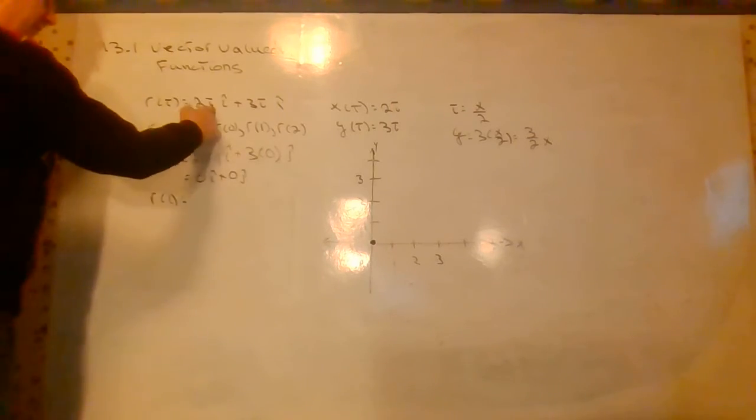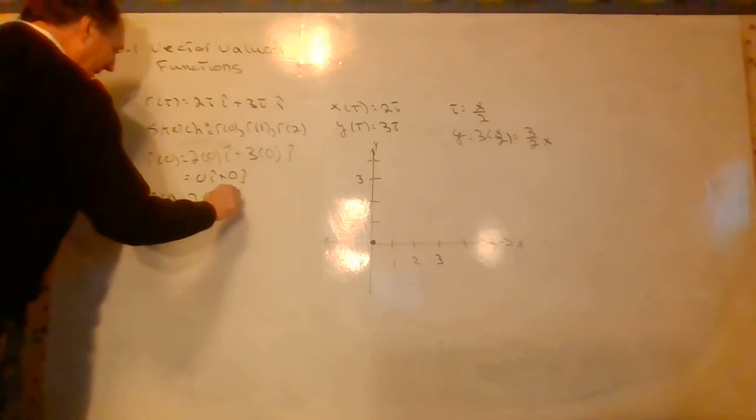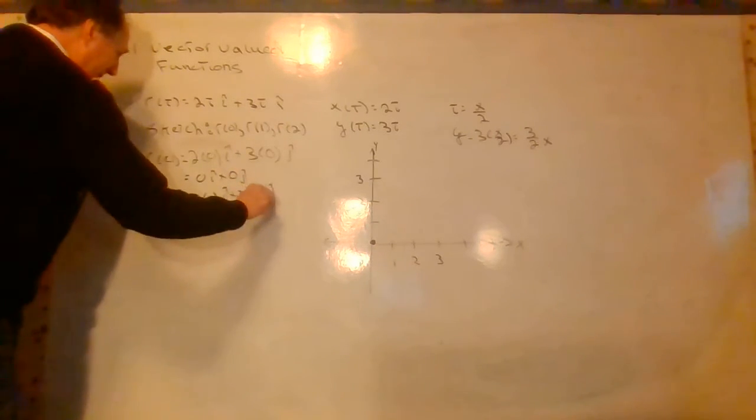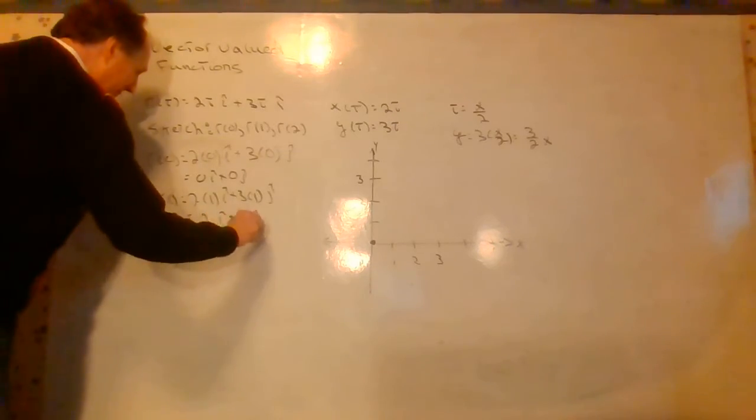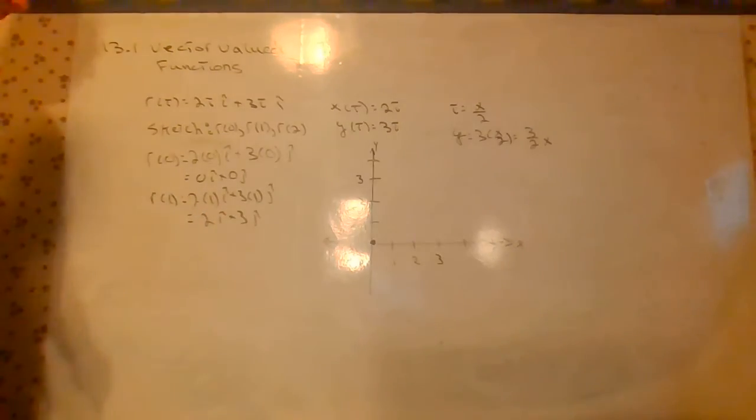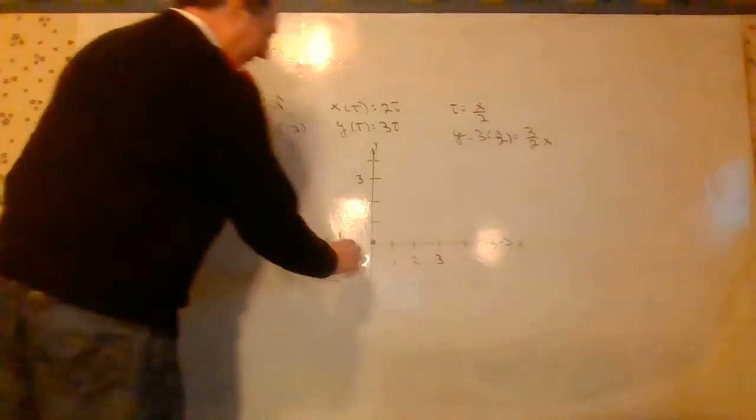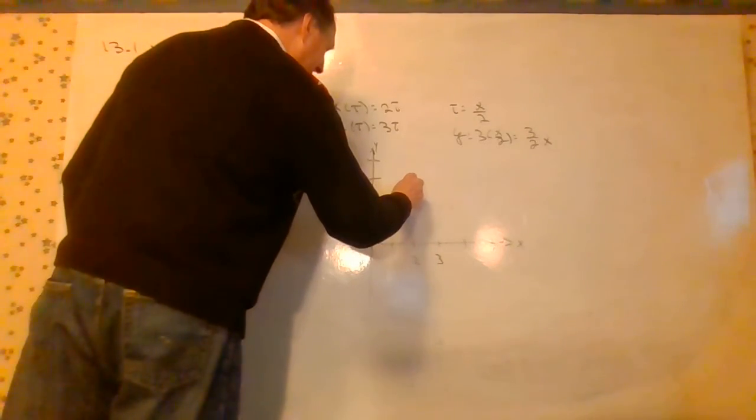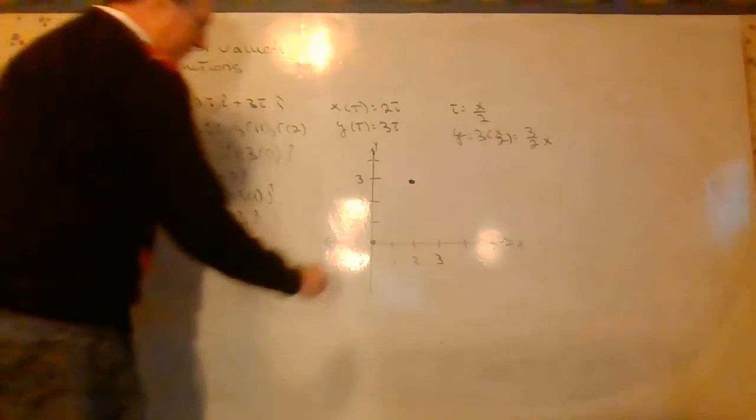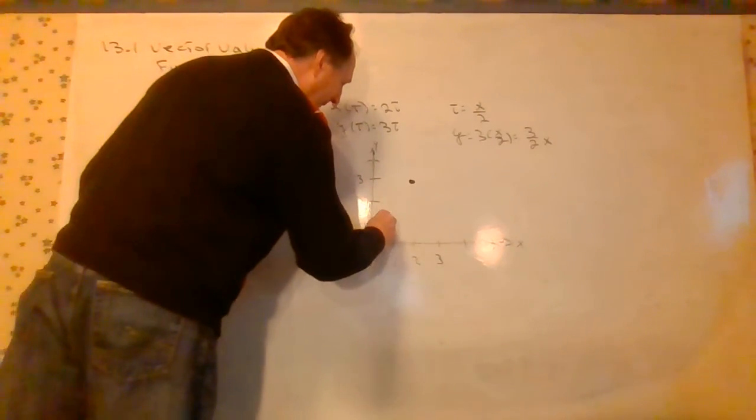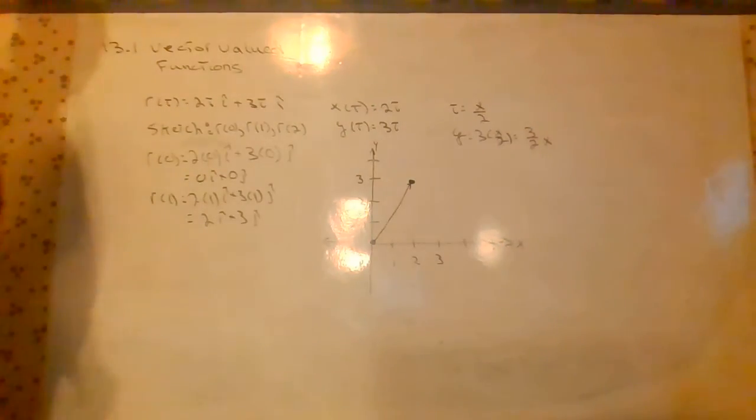r of 1, substitute. 2 times 1i plus 3 times 1j. That's 2i plus 3j. These are called position vectors. They start at the origin. We have to go over 2, up 3. Over 2, up 3. Right here. So there's our first position vector.